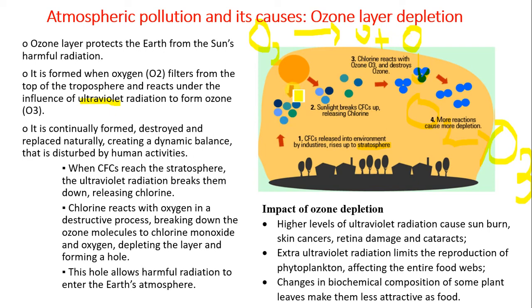Now, once it gets to the stratosphere, ultraviolet radiation from the sun will break these CFCs down to release chlorine. Remember, CFC simply means chlorofluorocarbons. Now, it will release chlorine, and the chlorine will react with ozone and destroy the ozone in a destructive process, breaking down the ozone molecules to chlorine monoxide and oxygen, thereby depleting the layer and forming a hole.